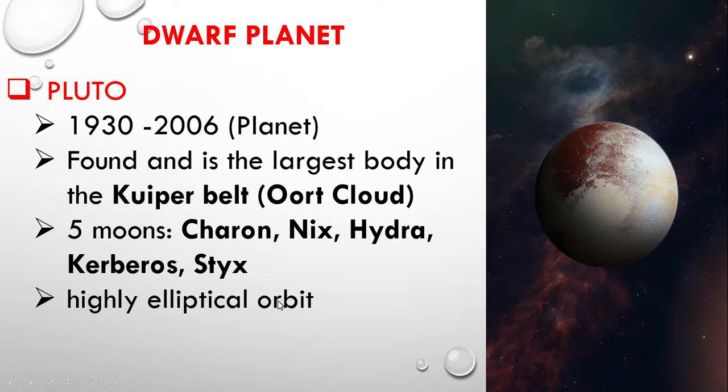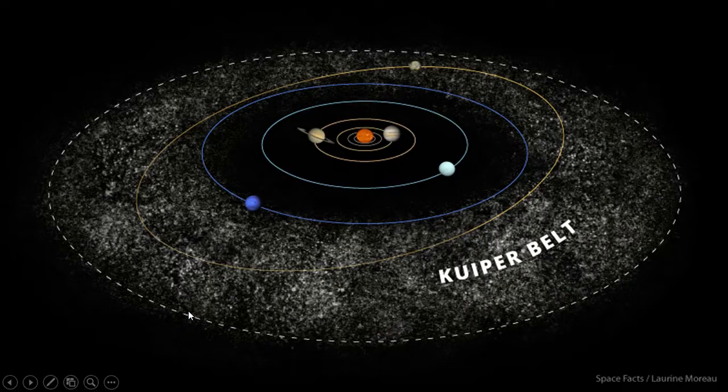Si Pluto is still orbiting around the sun. So we have here the Kuiper Belt, as you can see. And then we have here the orbit, the orange orbit. It's the orbit of Pluto. As you can see, it's very elliptical, unlike the circular orbits of the other planets. Pluto's orbit is highly elliptical. Again, Pluto is found in the Kuiper Belt or the Oort cloud, which goes around the solar system.